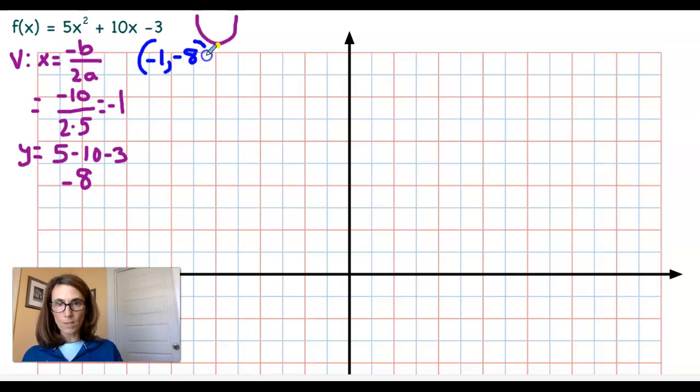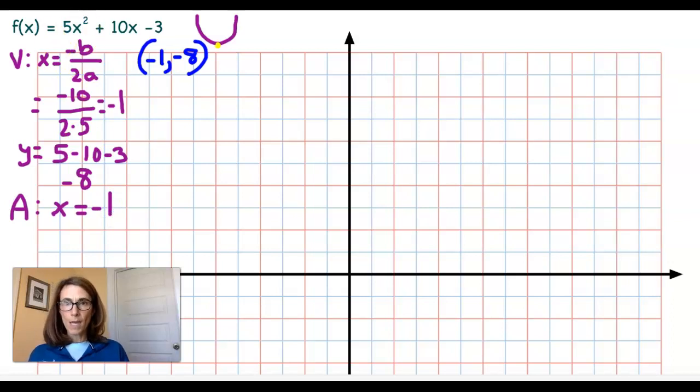Our axis of symmetry is the line x equals negative 1. And then our y-intercept is going to be equal to our c value, which is negative 3.